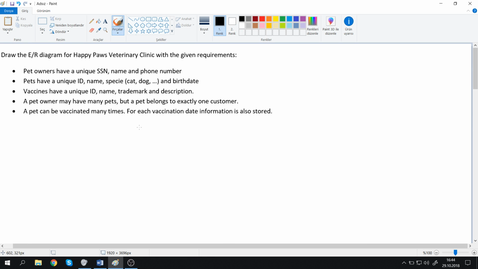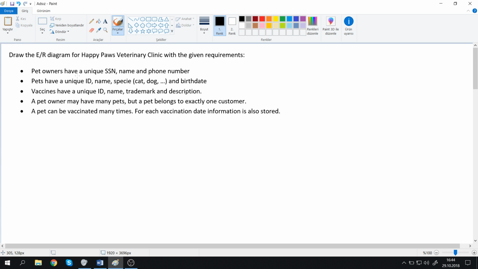So let's go through the quiz. We have pet owners that have a unique social security number, name and phone number. Let's first try to find the entities. We have the owners, pet owners. Pets have a unique ID, name, species and birth date. So pets are another entity we have. We also have vaccines that have a unique ID, name, trademark, and description. The other descriptive parts, the unique SSN, name, and phone number, are the attributes of these entities, as are unique ID, name, species, and birth date, and unique ID, name, trademark, and description. About their types, we don't need that much description because we are just drawing the ER diagram right now.